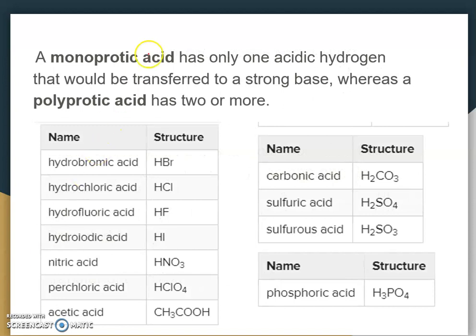Okay, and because we're transferring a proton, we can also classify our acids based on how many acidic hydrogens there are. So how many protons can actually be transferred. So monoprotic just means one. So here are monoprotic acids, hydrobromic, hydrochloric, one hydrogen. And polyprotic is going to be able to transfer more than one. So carbonic acid can actually transfer two protons. Phosphoric can actually do three. Okay.